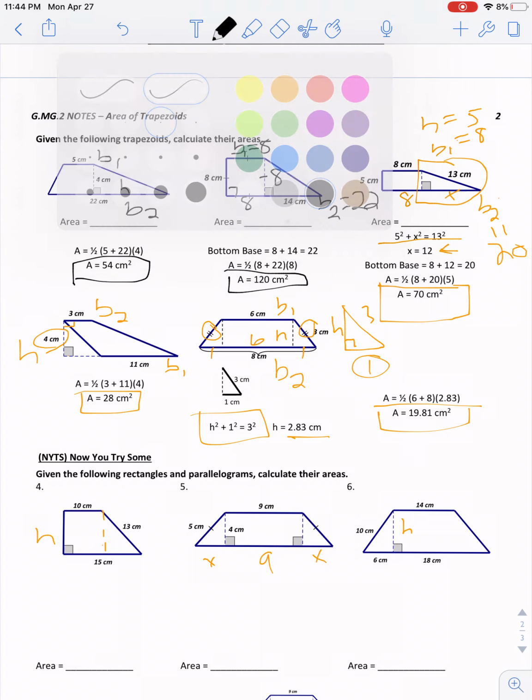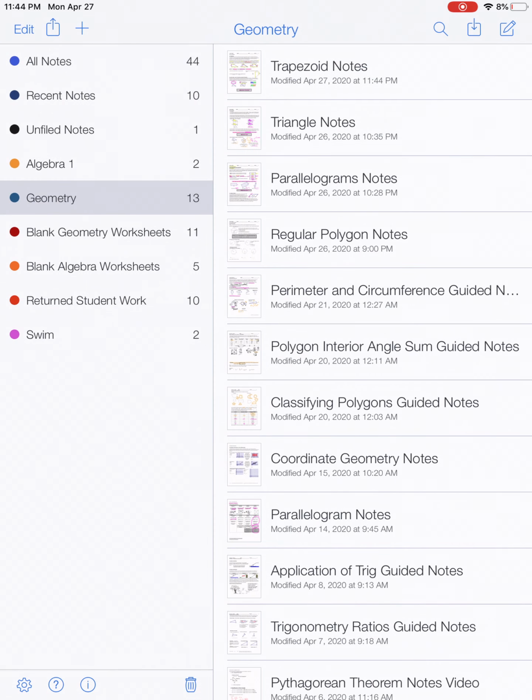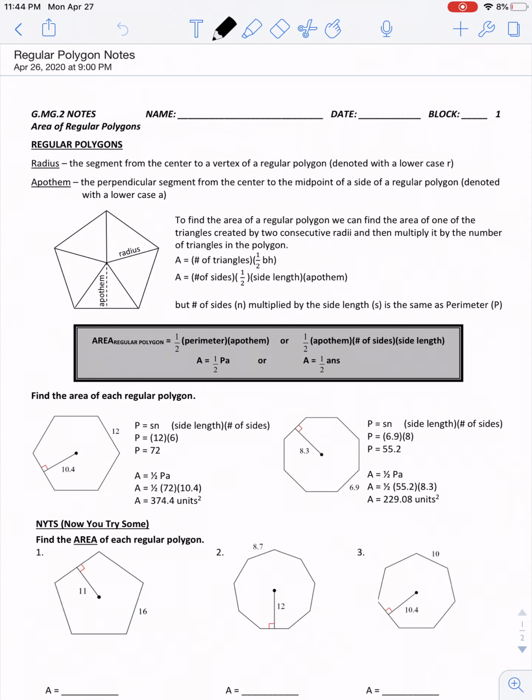All right. Next, we're going to move on to regular polygons. This is the last set of notes for this week. And for regular polygons, it's going to look kind of funky, but I'm going to do my best to explain why it is right there.